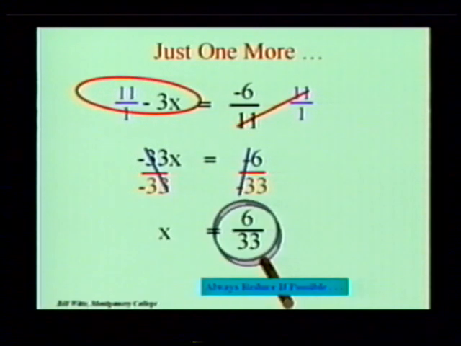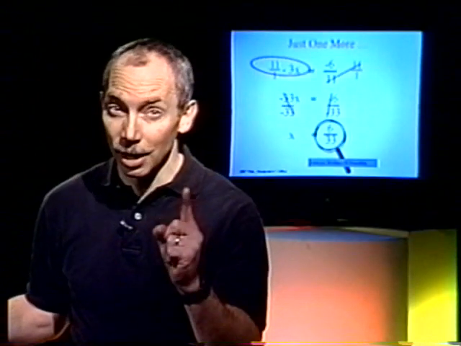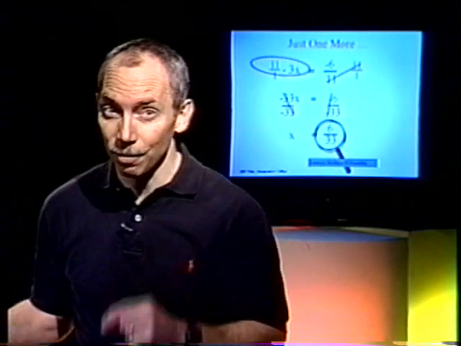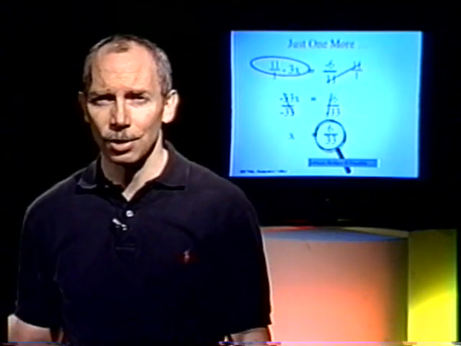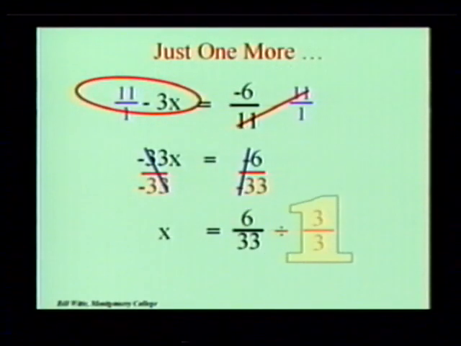Is that your final answer? Remember on our tests that I'm going to take off if you don't reduce, because I showed you how to reduce. You should know how to. Let's see, 6/33. I can divide both of those by 3. 3 over 3, of course, is 1, so I'm not doing anything illegal here. And I get 2/11. 6 divided by 3 is 2. 33 divided by 3 is 11.